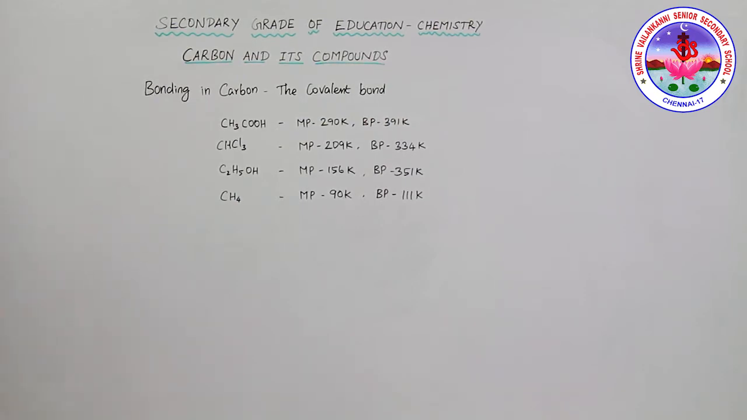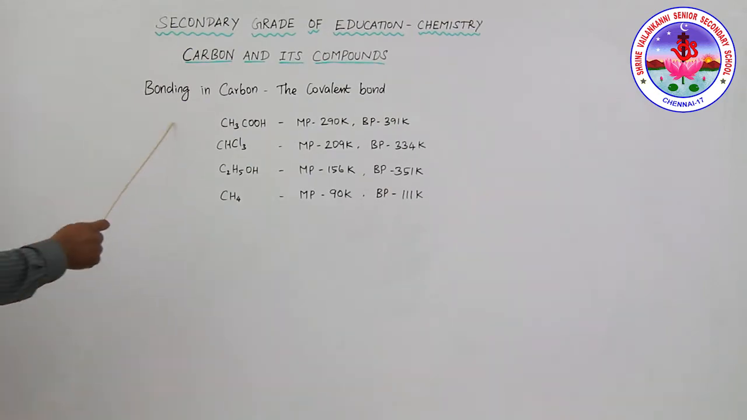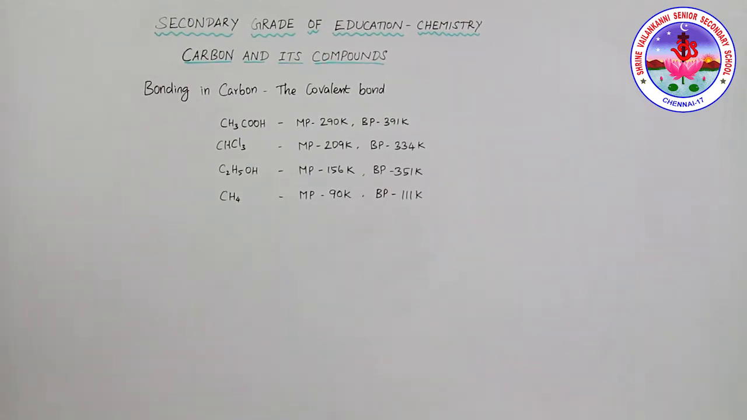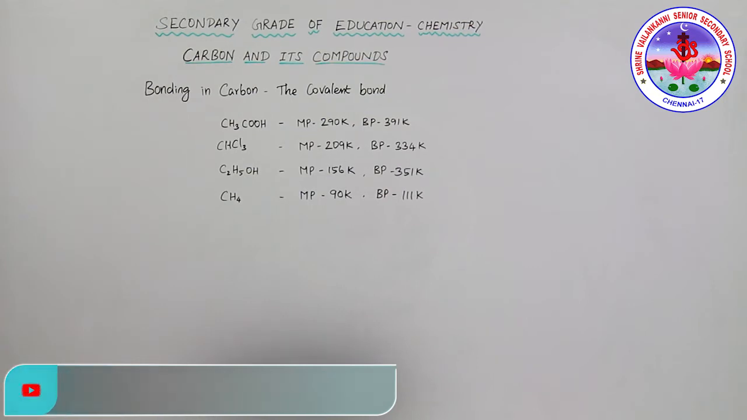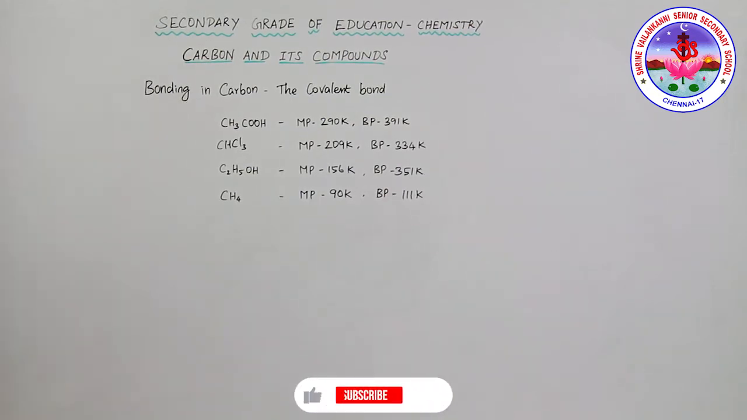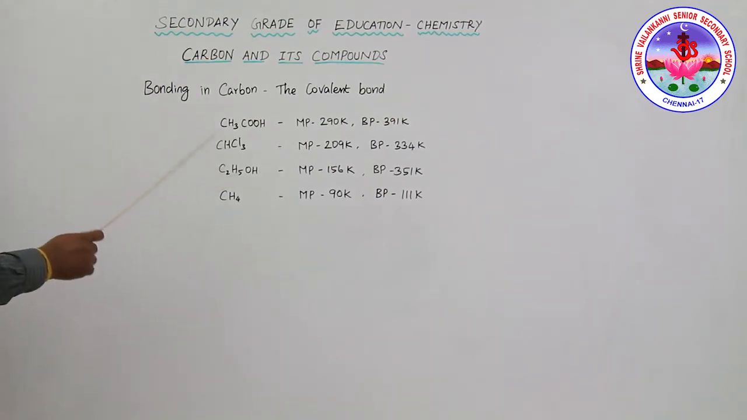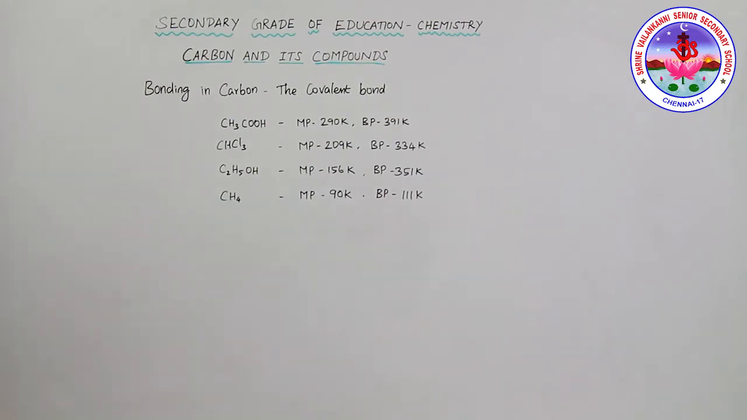Here we can conclude that they have weak forces of attraction. In ionic compounds, there are electrostatic forces, and the forces of attraction are usually strong. But here the forces of attraction are very weak. The compounds are largely non-conductors of electricity. That means we can conclude that the bonding in these compounds does not give rise to any ions. That is why they are non-conducting.